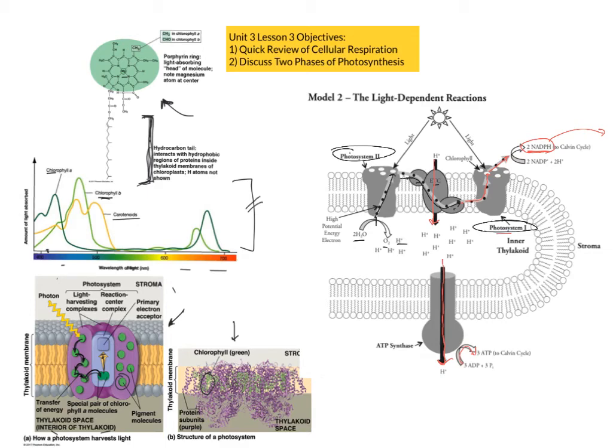Okay, now at the end of the light-dependent reactions, we've used up some water, but we have NADPH and ATP as products that we're going to use to power the Calvin cycle. Okay, so that is the light-dependent reaction, and we're going to see how it's connected to the Calvin cycle in just a moment.